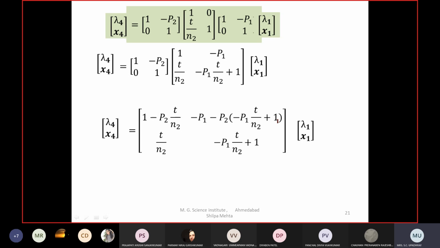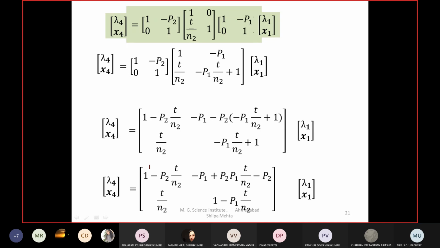The system matrix of thick lens is represented by this equation, where generally we consider this positive term first, and we simplify this second term. So our equation is like this: 1 minus P2 T upon N2. Here the first term is minus P1, second term is minus minus plus, so P1 P2 T upon N2, and last term is minus P2 multiplied by plus 1, so it is minus P2. The third element remains as it is, T upon N2, and the last element is 1 minus T P1 upon N2, and then lambda 1 x1.